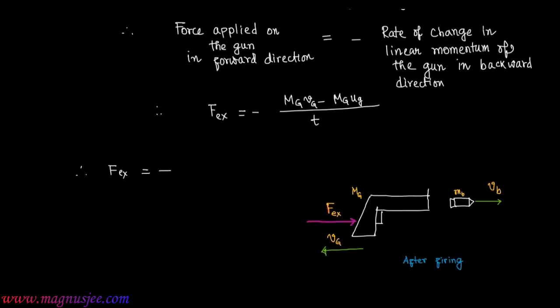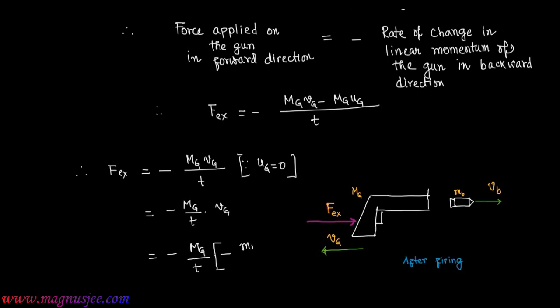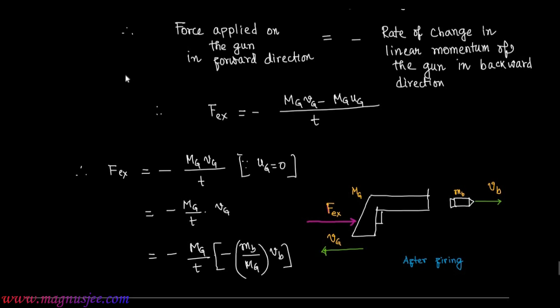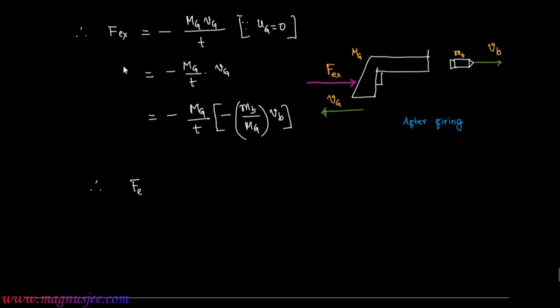Therefore, Fx is equal to minus mg vg divided by t, since ug is equal to 0, because the gun was at rest before firing. That's why the initial velocity of the gun, ug, is 0. So Fx is equal to minus mg by t into vg, and in place of vg we can write minus mb by mg into vb, which is the final velocity of the gun.